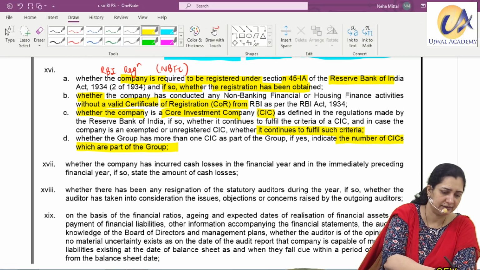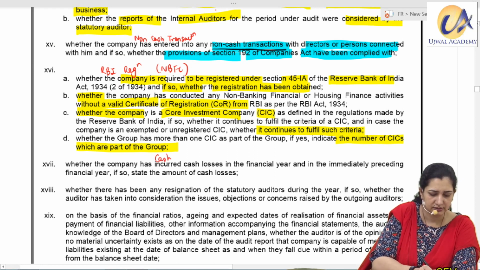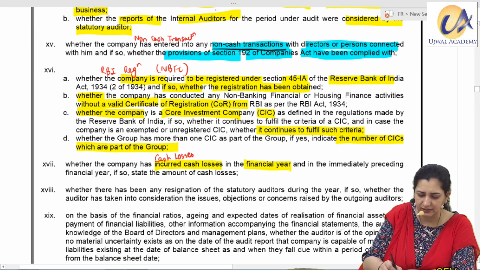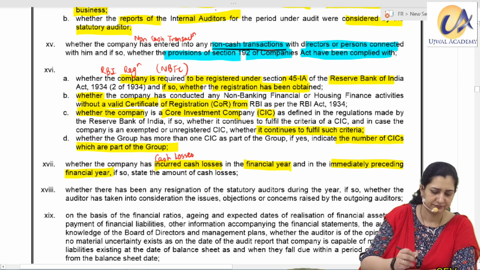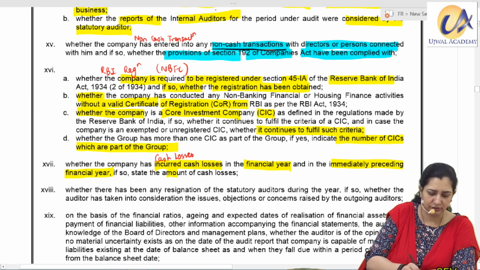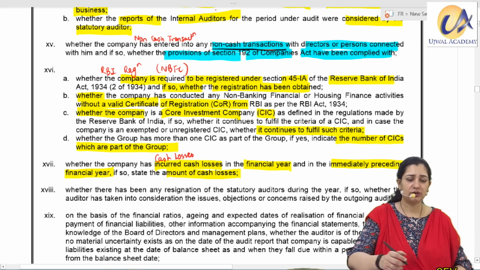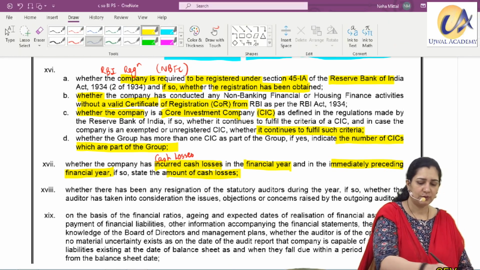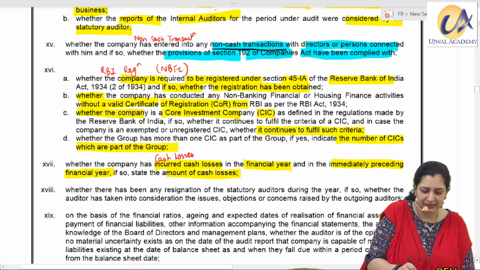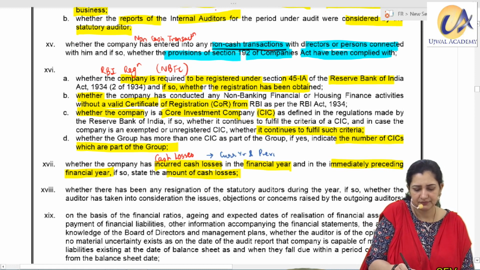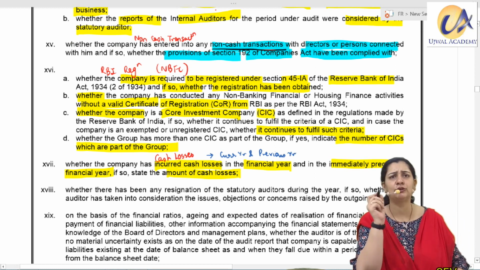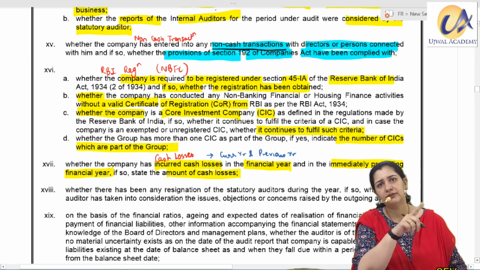NRCR. Now what is this C? This C is cash losses. Has the company made cash losses in this year and in the last year also? If so, give the amount of cash losses. So are you a loss-making company? Now, when I say loss-making company, we have to see cash losses for the current year and the previous year. 2 years continuously, are you making cash losses? Then the auditor will report you as a loss-making company.